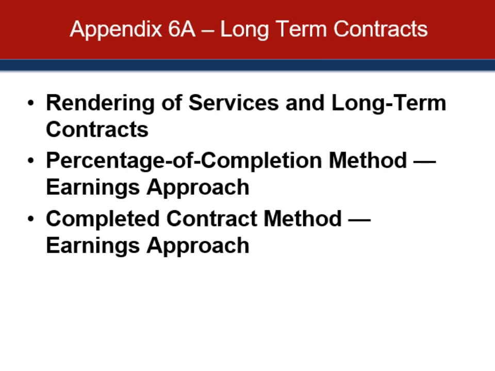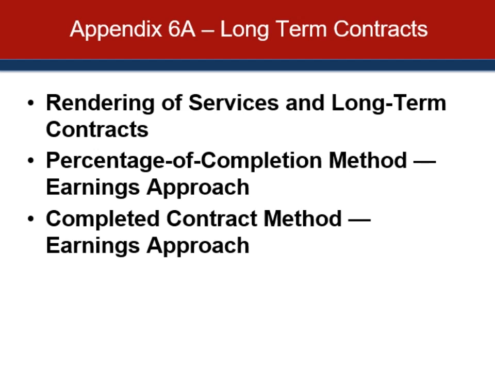The completed contract method is also an earnings approach. Under the completed contract method, revenue, expenses, and gross profit are recognized when the contract is completed. The principal advantage of the completed contract method is that reported revenue is based on final results rather than on estimates regarding unperformed work. The major disadvantage is the distortion of earnings that may occur over the periods during which the work is done. The accounting entries made under the completed contract method are the same as those made under the percentage of completion method, with the notable exception of periodic income recognition.